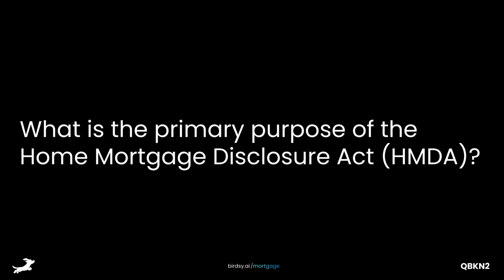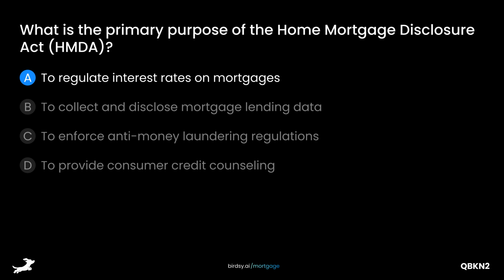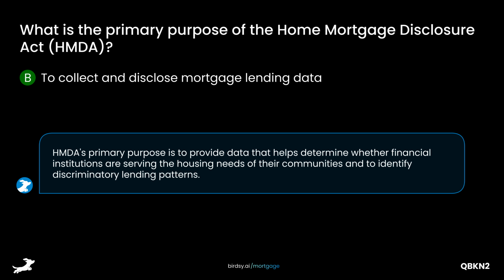What is the primary purpose of the Home Mortgage Disclosure Act? Is it A, to regulate interest rates on mortgages, B, to collect and disclose mortgage lending data, C, to enforce anti-money laundering regulations, or D, to provide consumer credit counseling? The answer is B, to collect and disclose mortgage lending data. HMDA's primary purpose is to provide data that helps determine whether financial institutions are serving the housing needs of their communities and to identify discriminatory lending patterns.